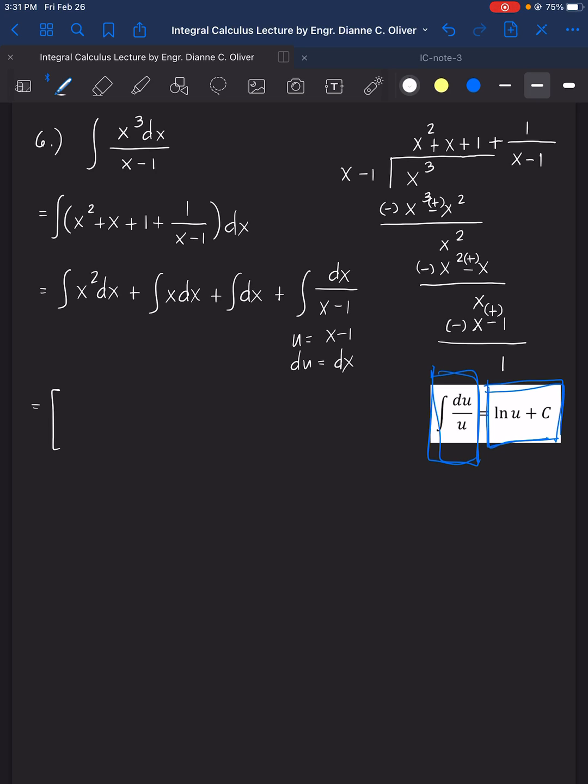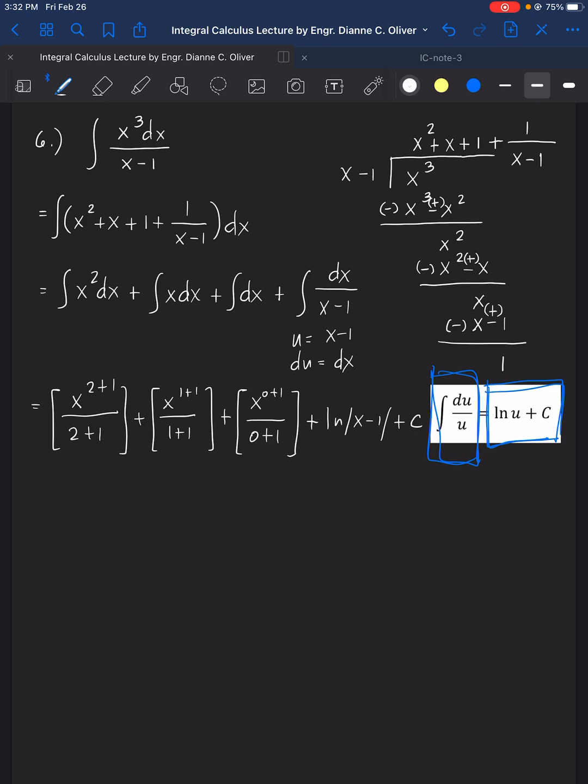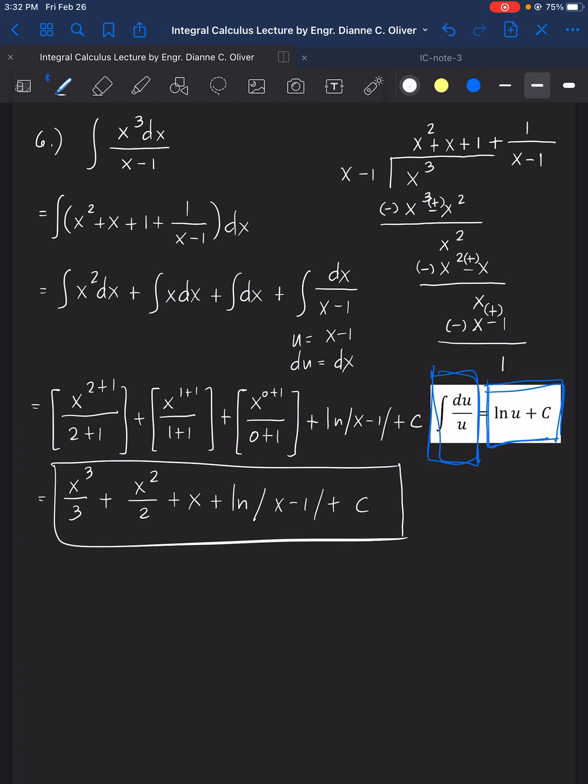So we have here x raised to 2 plus 1 over 2 plus 1, plus x raised to 1 plus 1 over 1 plus 1, plus we have here x raised to 0 plus 1 over 0 plus 1, plus ln of x minus 1 plus c. So that is x raised to 3 over 3 plus x squared over 2 plus x plus ln of x minus 1 plus c. So that is now the answer for number 6.